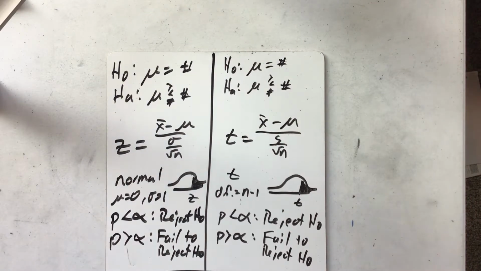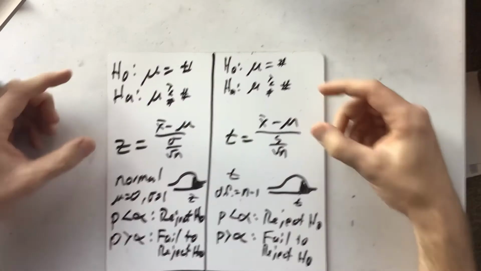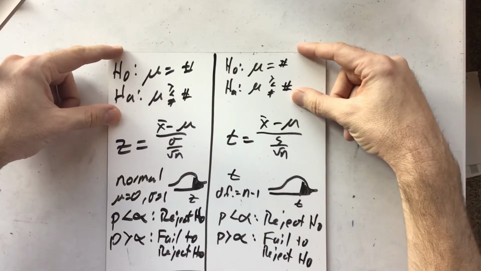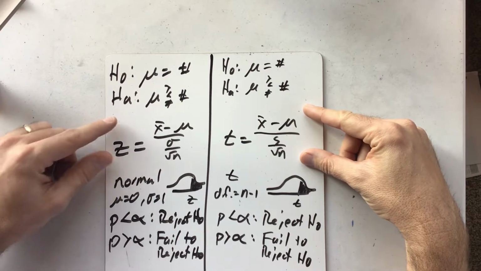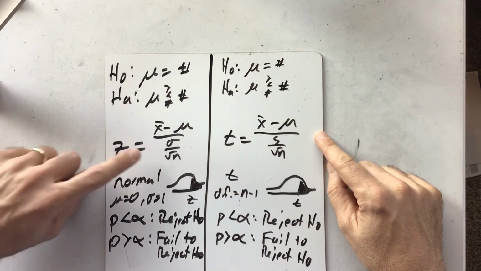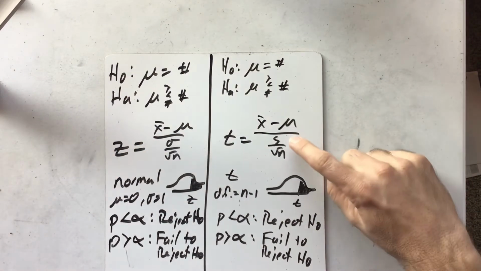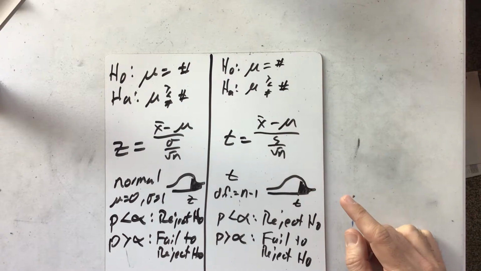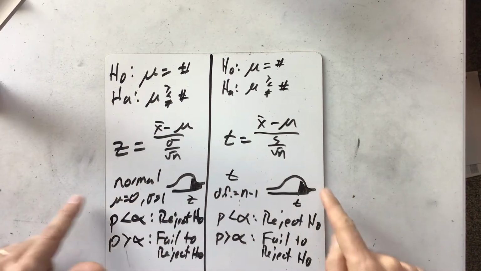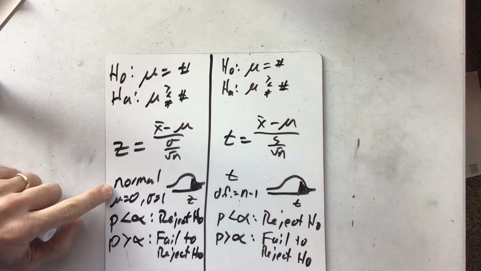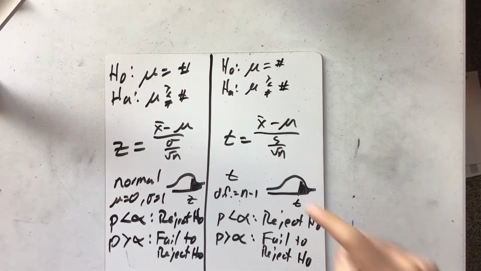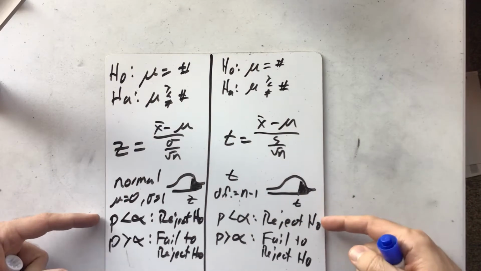In both sections we did our hypotheses the same. The difference is in 7.4, we wrote everything with the z variable, and over here we wrote things with the t variable. And over here we use sigma for the population standard deviation, and here we use s for the sample standard deviation. Then we found our p-values the same way, except when we have a z distribution, we use the normal button with mu equals 0 and sigma equals 1. When we have a t distribution, we use the t button with degrees of freedom equal to n minus 1. And then we either reject or fail to reject.